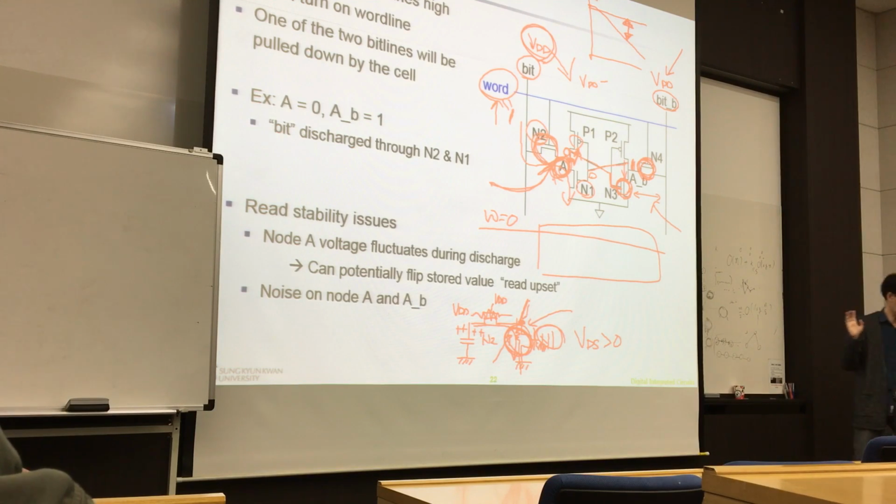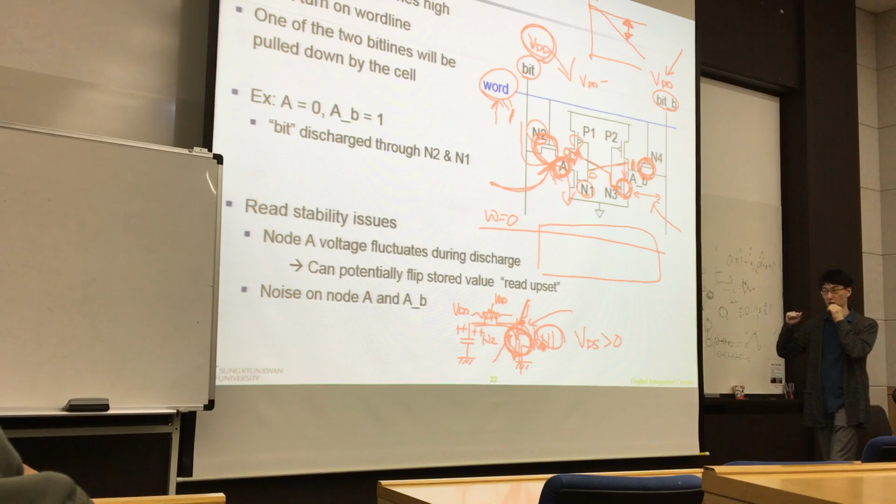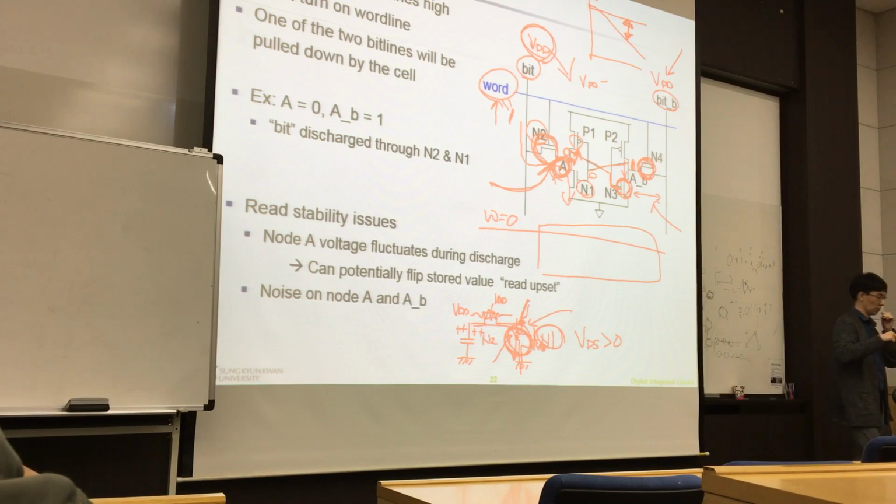So this is called read upset. If during the read operation you had an upset, like data flipped because of this internal node voltage fluctuation, you're losing data. And this is one of the major problems in SRAM. You have to deal with this.